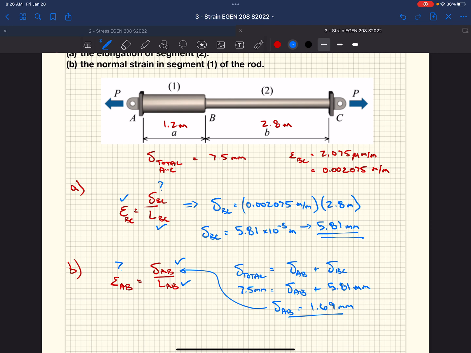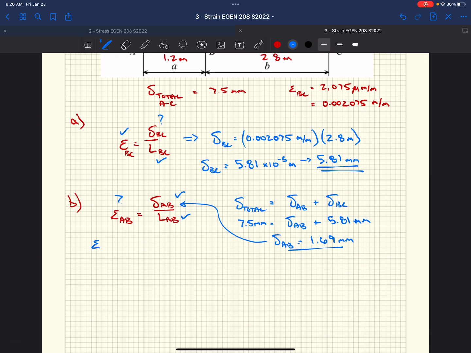Now we have it, and it's as simple as plugging everything in. 1.69 millimeters divided by 1.2 meters. Well, there's a problem there, right? They have to be the same units. We need millimeters over millimeters or meters over meters. So I'm going to multiply by 1 over 1,000 to get this all into meters. We're going to get a strain from A to B equal to 1.408 times 10 to the negative third meters over meters. Well, that's the same as 1.408 millimeters over millimeters.